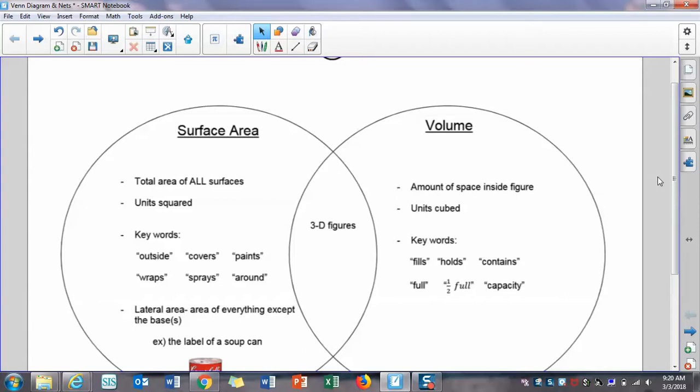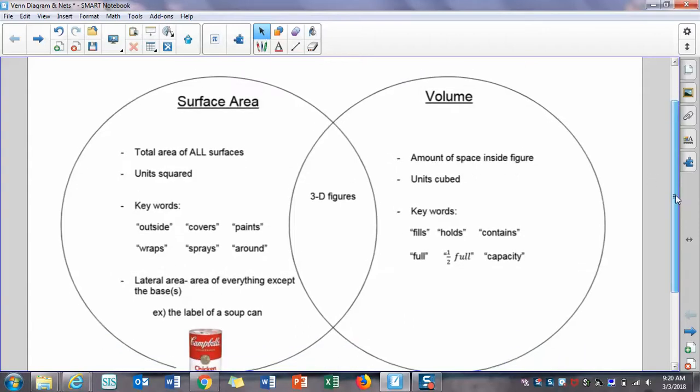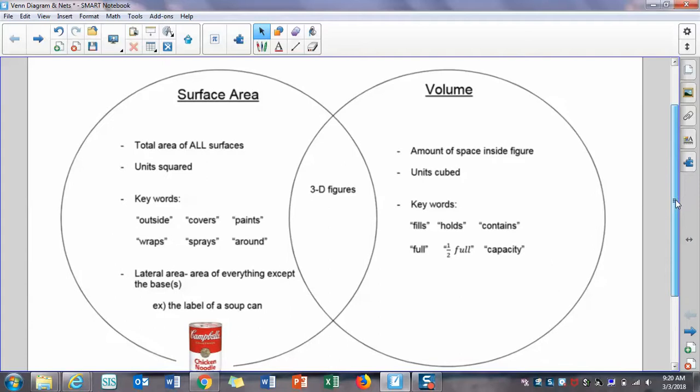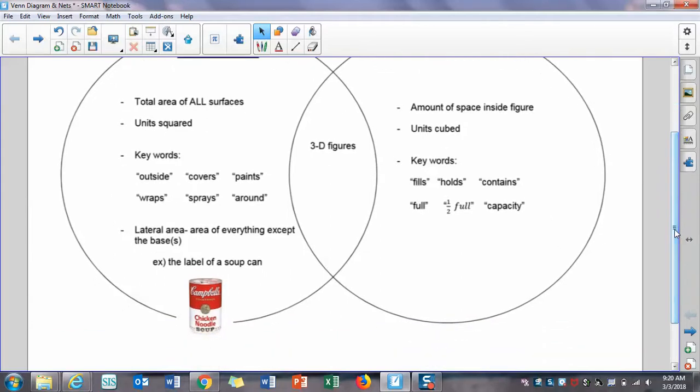Now, lateral area, you're going to hear that occasionally. So lateral area is area of everything except the bases. So in other words, if we look at this picture right here, the soup can, when the manufacturers make this label, they will use the lateral area, and that's because they don't need to cover the top of the tin and the bottom. They only need to cover this lateral right here around the soup can, because that's all the customer is going to see. They don't need to waste paper on the top and bottom. So that's called lateral, and we can think of that as the label of an object. So in this example, the soup can.